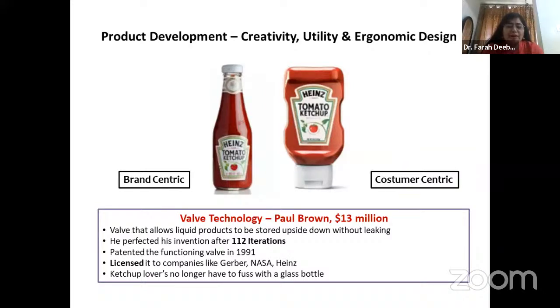So you do not have to do that any longer, because this person called Paul Brown, he created a valve which allows you to store it upside down and will not leak. So he perfected this invention in 112 iterations. See, it takes a lot of work for creating something small, but once it is standardized, then you can go ahead and patent it. And if you do not want to commercialize, you can license it. So he licensed it to so many companies, and he's a millionaire. Okay. So this is a simple problem and a simple solution. So from brand-centric marketing to customer-centric marketing is what is a design thinking framework.